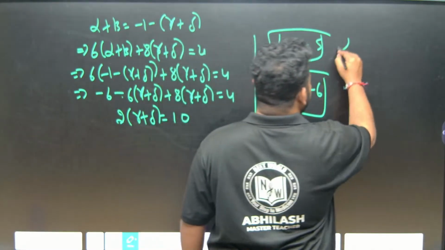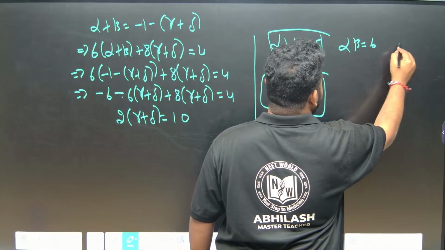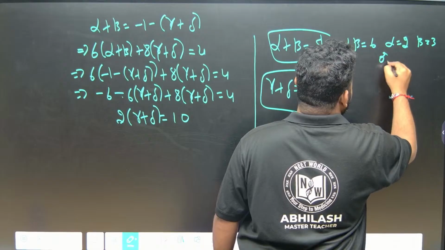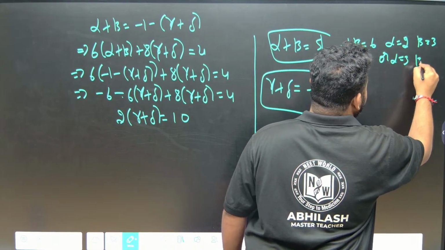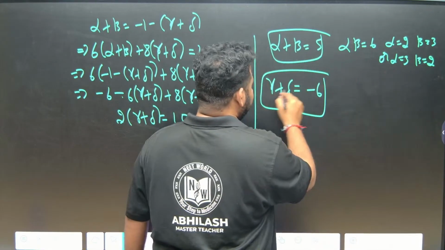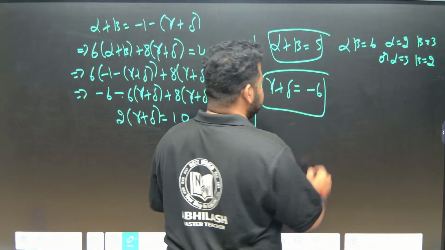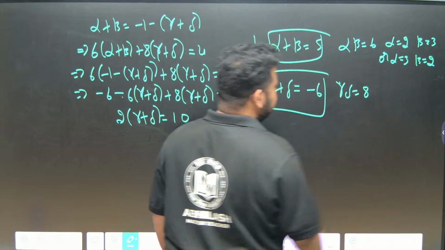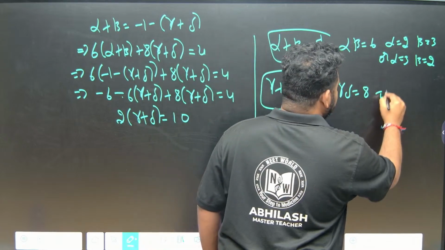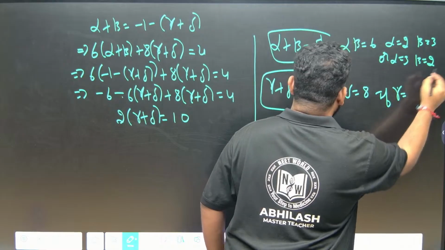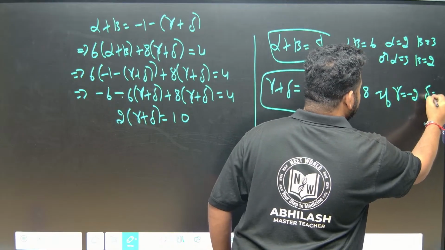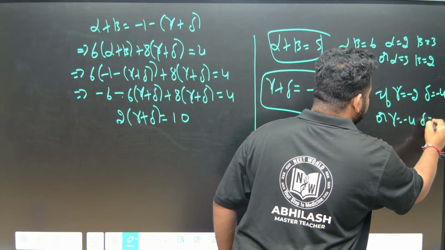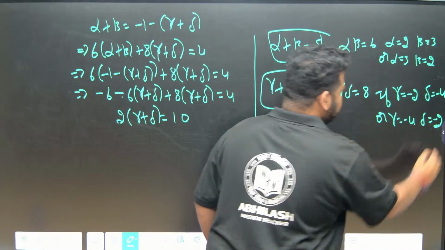Now alpha beta is equal to 6. That means alpha is equal to 2 and beta is equal to 3, or alpha is equal to 3 and beta is equal to 2. This is the only possibility. Gamma plus delta is equal to minus 8, and gamma into delta, the product, is 8. So this is possible. If gamma is equal to minus 2, then delta should be equal to minus 4, or if gamma is equal to minus 4, delta should be equal to minus 2. This is the only possibility. Therefore what?